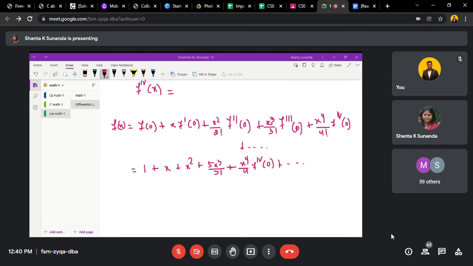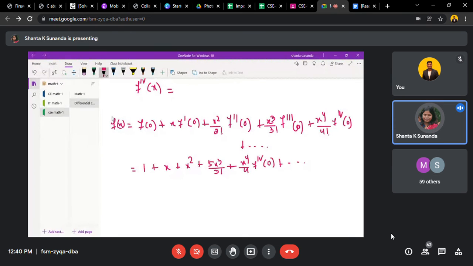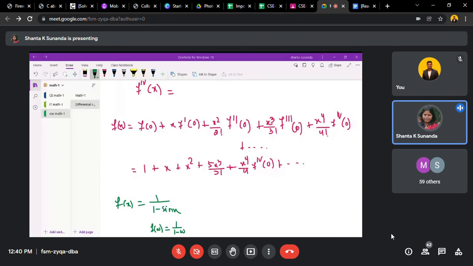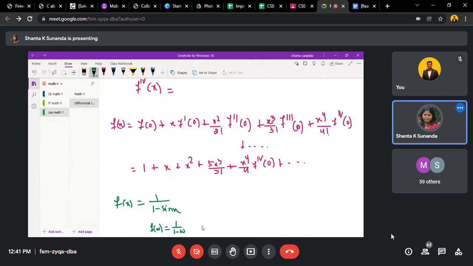You know the Maclaurin series expansion of sin x. See, it is f of x here. We have 1 by 1 minus sin x. If you have, what is the form? 1 by 1 minus omega kind of form. You know, no? And what is the expansion? You already know. 1 by 1 minus omega, and here 1 minus sin x.